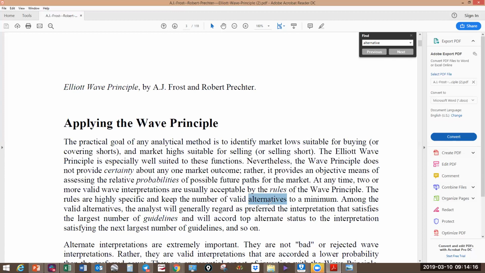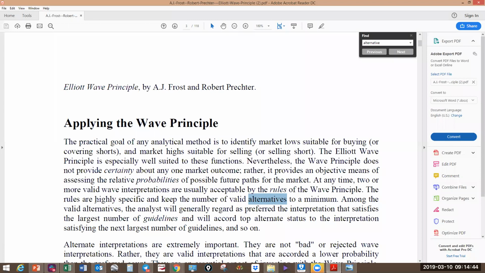How does it do that? Because we've got specific rules and specific guidelines. If we trade within those, all other alternatives that do not follow the rules or the guidelines, we disqualify them, and only the one that is most probable, that follows a high number of rules and guidelines, we afford the highest probability. Right, so let me just read that.